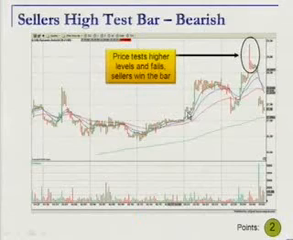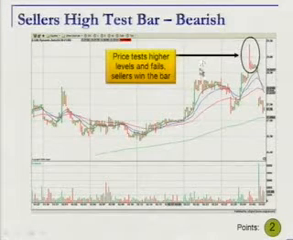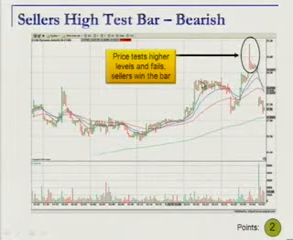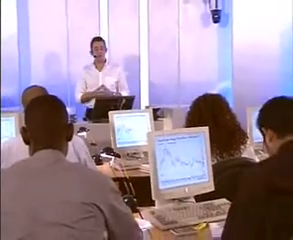Let's have a look now at seller high tests, which are really the ultimate bearish bar. The price tests again higher, it gets sold off, and this time it actually closes lower than the opening price, painting the bar red and making it a real seller bar off. So okay, let's have a look at finding some of these seller high test bars.